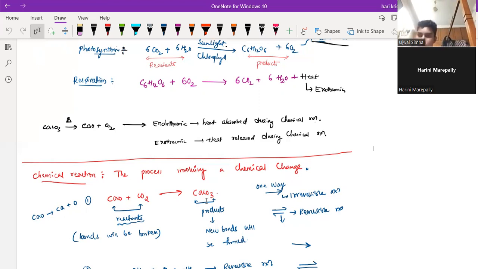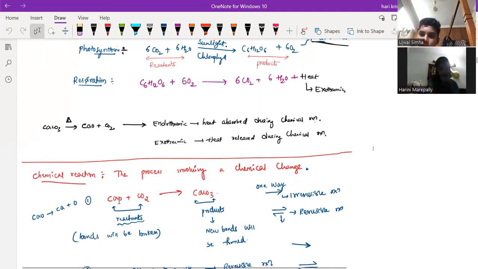So what is that new substance? It is the product. The new substance which is formed is called the product. So always when you see the chemical reaction, the arrow is there, right? Left side of the arrow will be the reactants, and wherever the arrow mark points, that is the products.